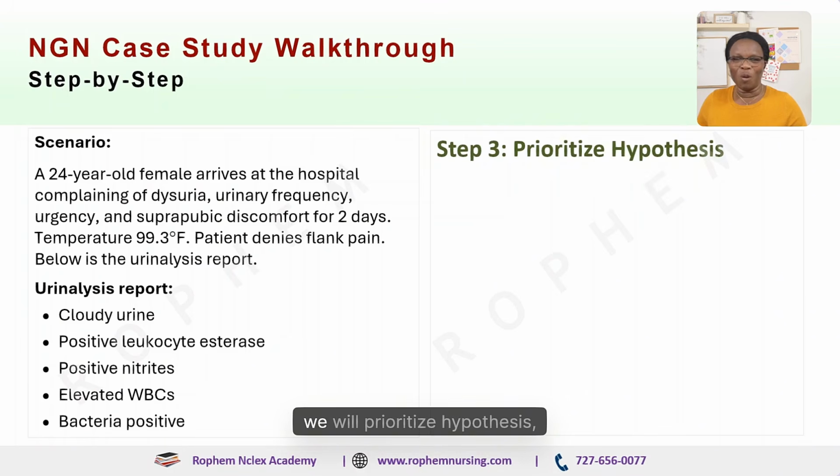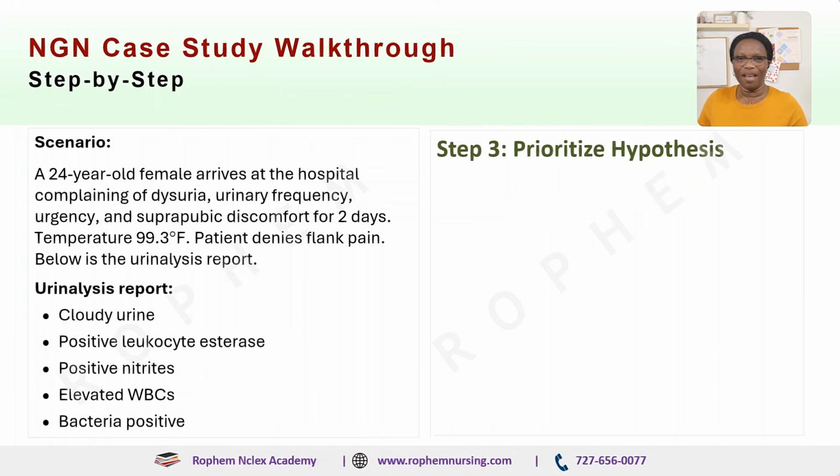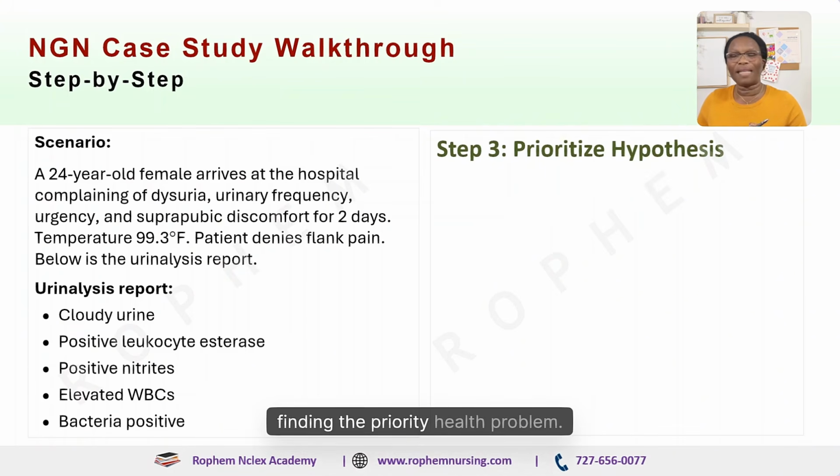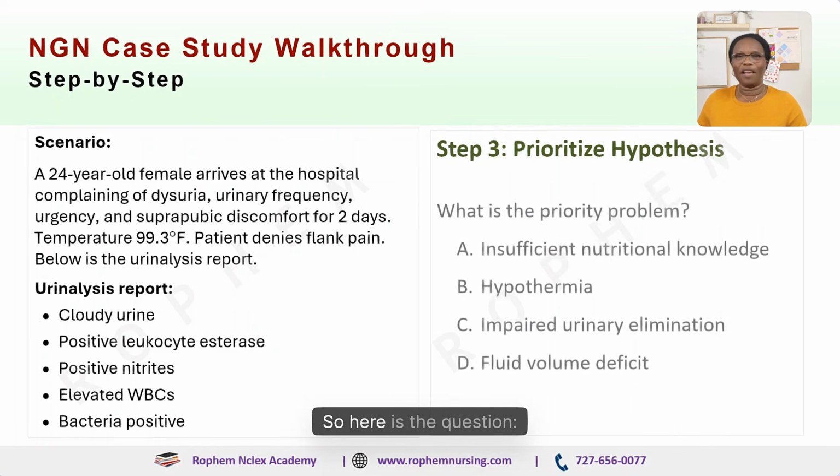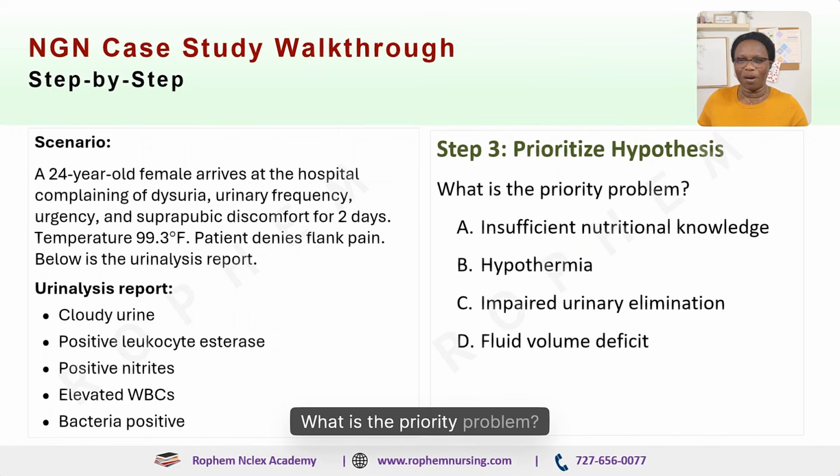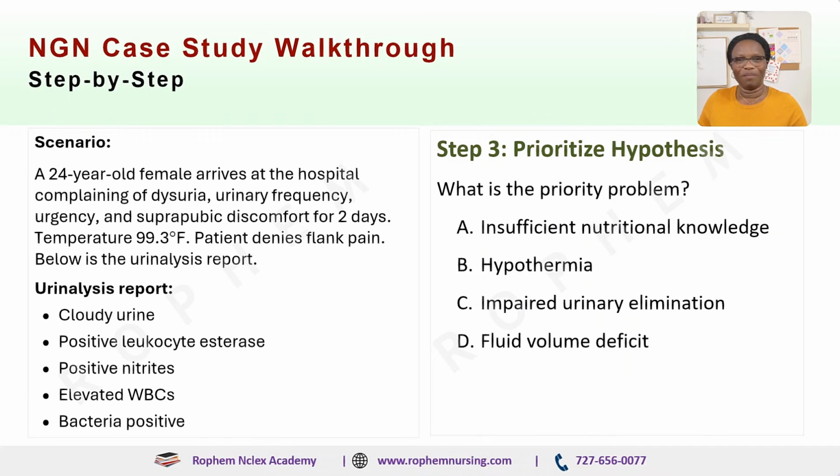In step 3, we will prioritize hypothesis. That is, finding the priority health problem. So here is the question. What is the priority problem? Answer choice A, insufficient nutritional knowledge. B, hypothermia. C, impaired urinary elimination. And D, fluid volume deficit. Which of them do you think is correct?